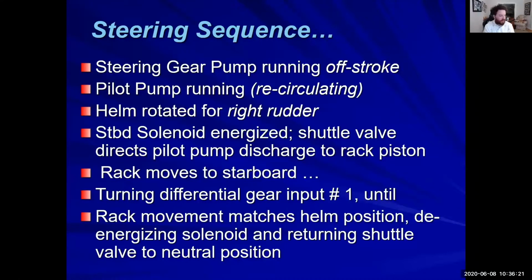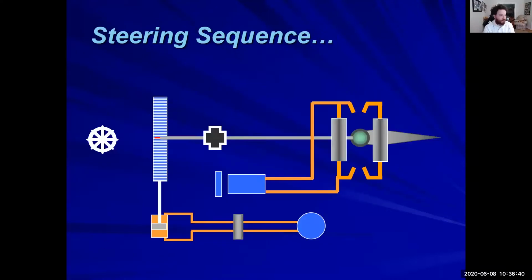It de-energizes the solenoid, returning the shuttle valve to its neutral position. Remember that whole equation of what was going on: what we have with the helm minus what's happening with the rack. If they're both equal to each other, then we're going to have a 0, and that solenoid is going to be de-energized. It's going to go to its neutral.